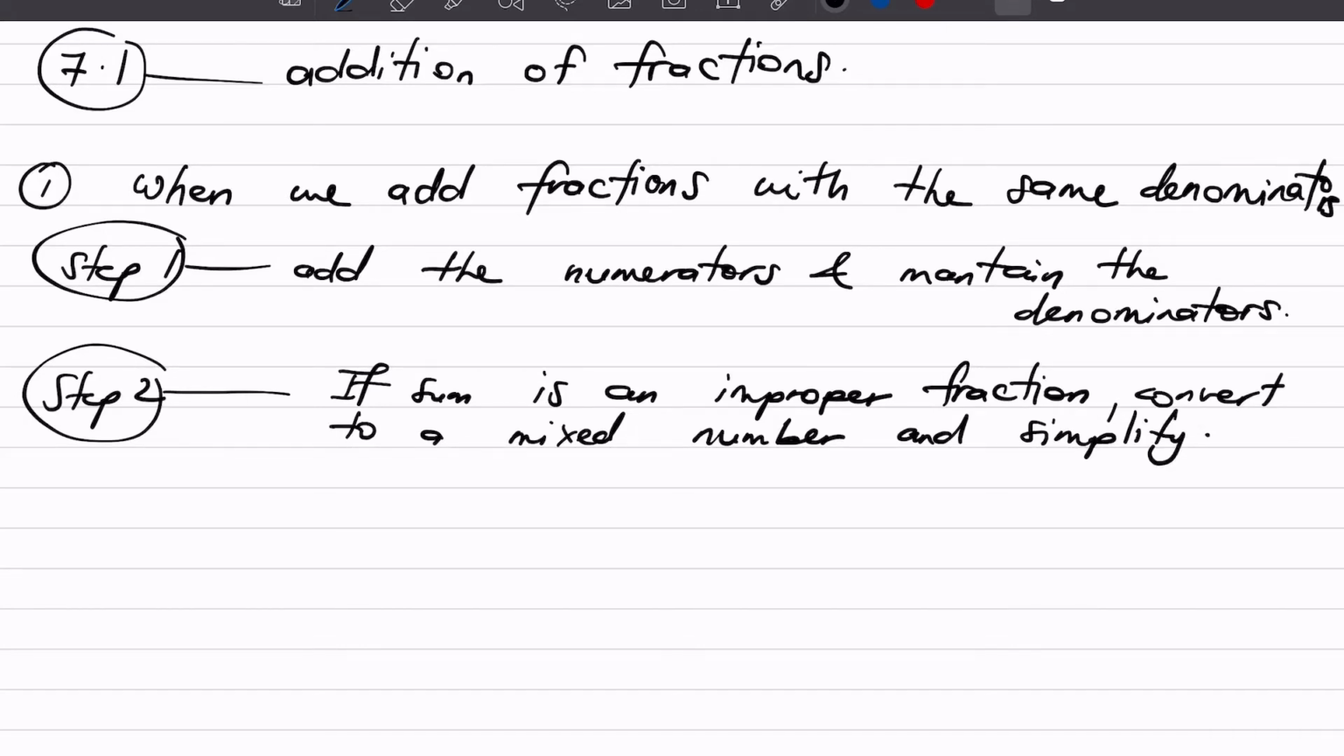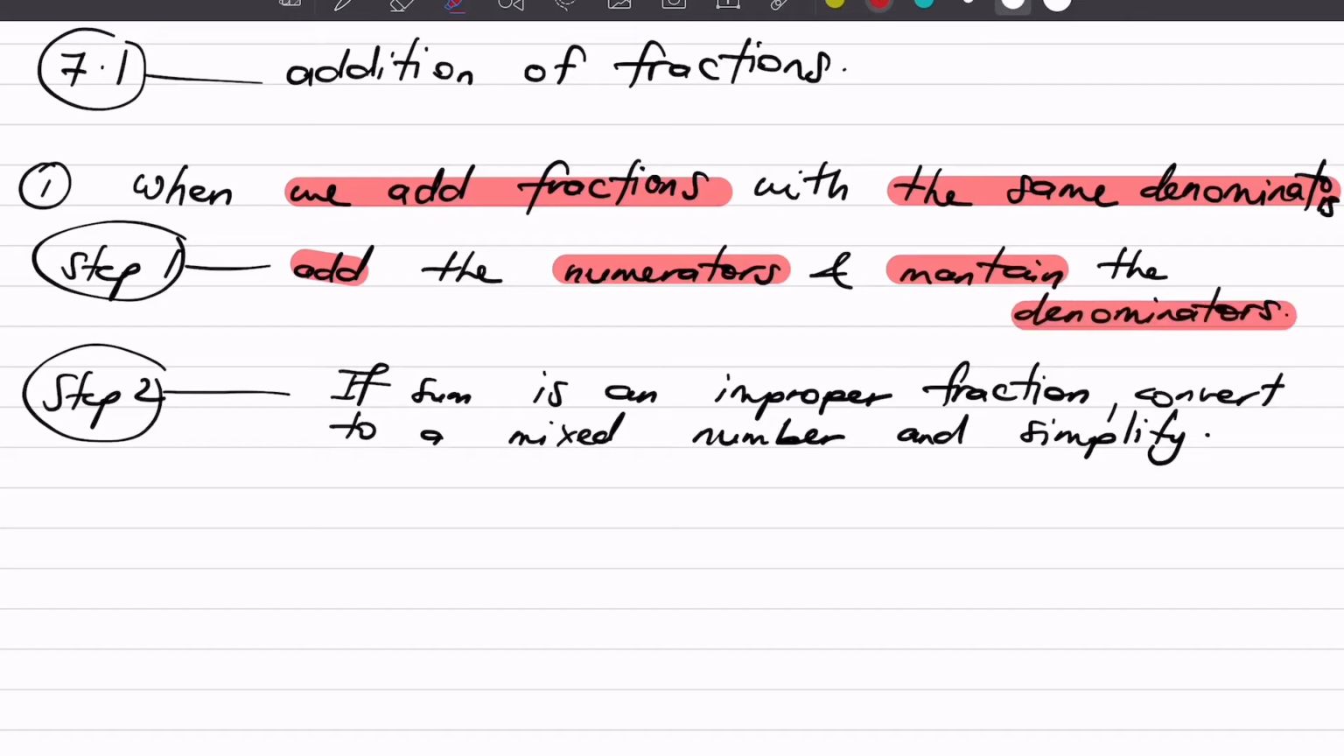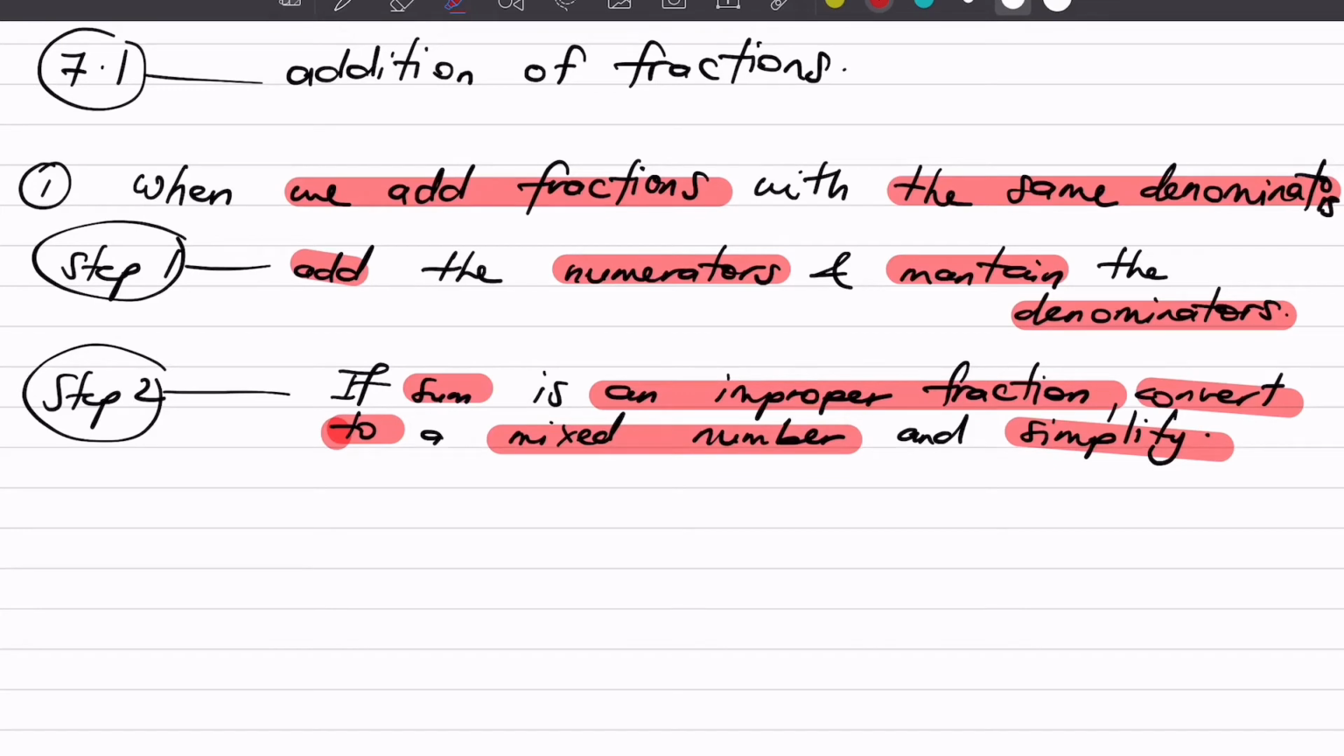So these are the first 2 steps that you need to know when you add fractions with the same denominator. The first step, you have to add the numerators and maintain the denominators. Step 2 is if the sum is an improper fraction, you have to convert to a mixed number and simplify it. And finally, you'll get the answer. So this is the theory part that you need to know. Now we'll move into an example.